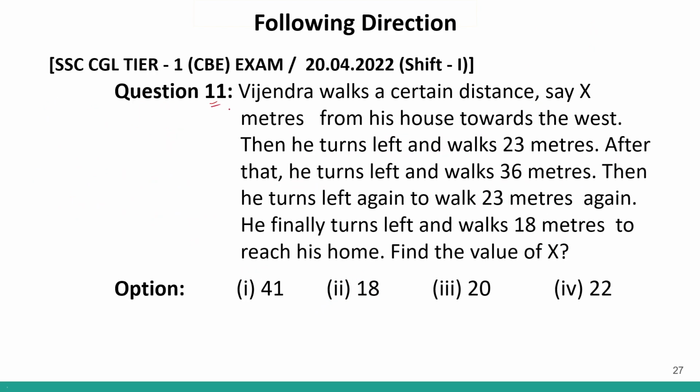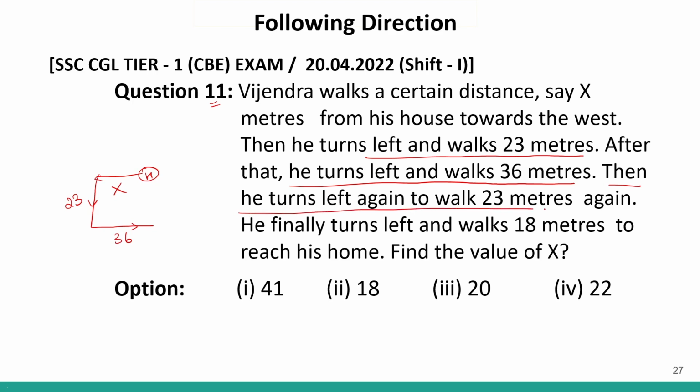Okay. Question number 11. Vijendra walks a certain distance, say X meter, from his house towards the west. So the distance is unknown. We are going towards the west from his house and the distance is X, right? Then he turns left and walks 23 meters. So left will be here and he walked for 23 meters. After that, he turns left again and walks 36 meters. So left again, 36 meters. Then he turns to his left again and walks 23 meter again. So left again, this direction and 23 meters.